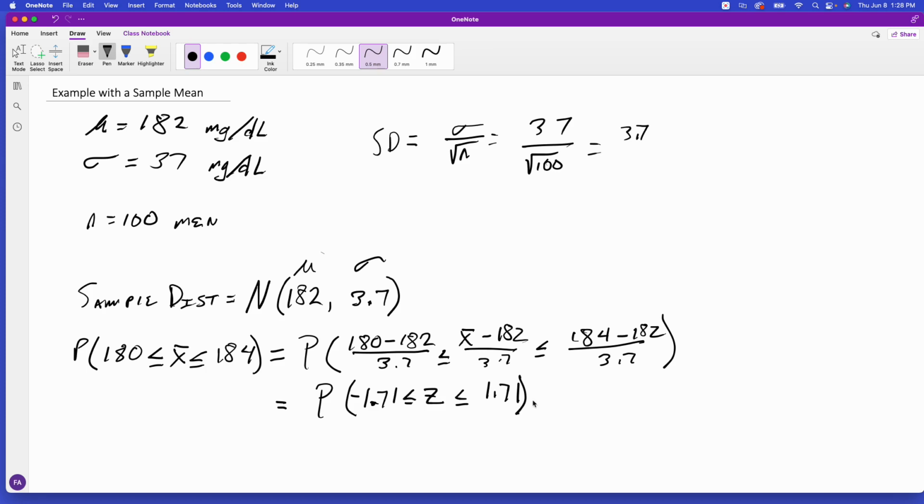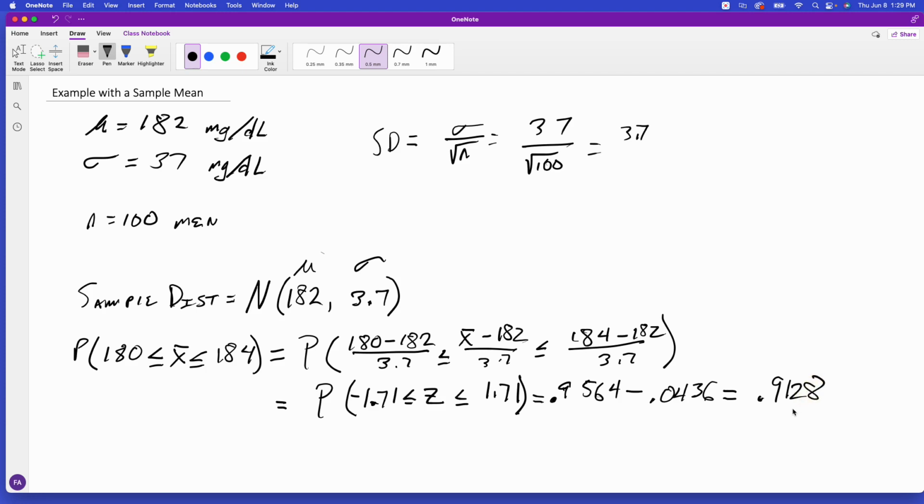Now, why would we do that? Why would that be interesting to us? Well, because now we can look at the Z table and get our Z values out of there. What we find is that the upper bound here of 1.71 is 0.9564, right? And then we subtract off the lower bound, which in this instance ends up being 0.0436, giving us a total of 0.9128.